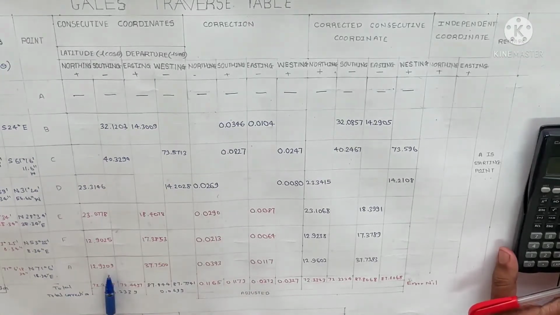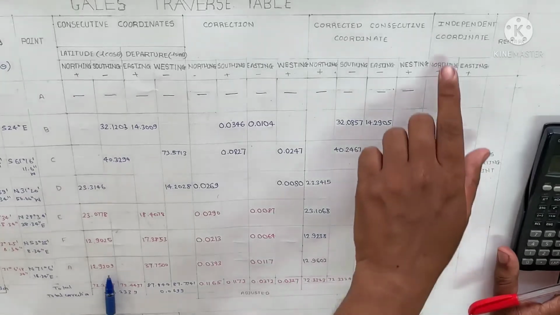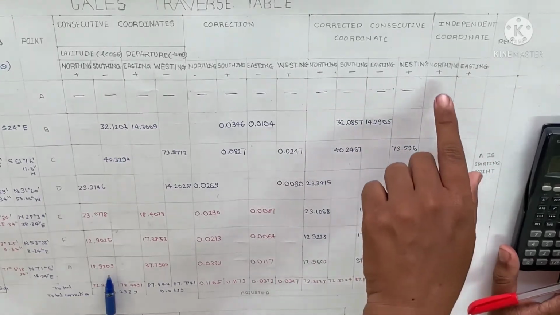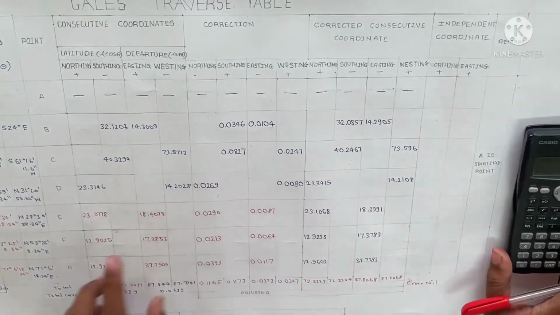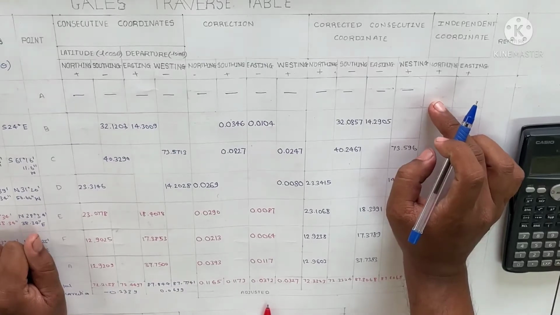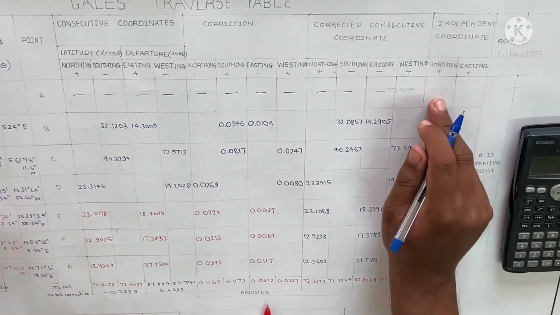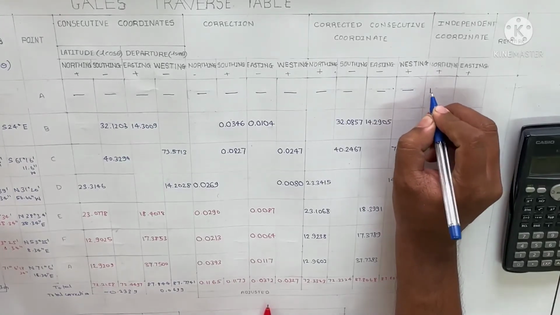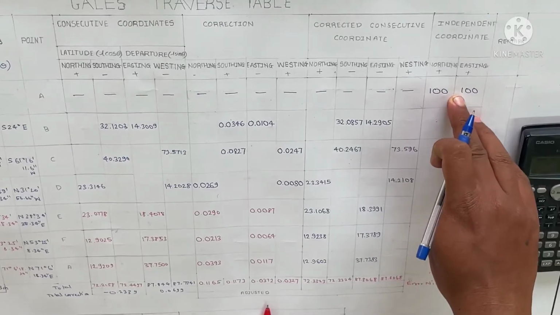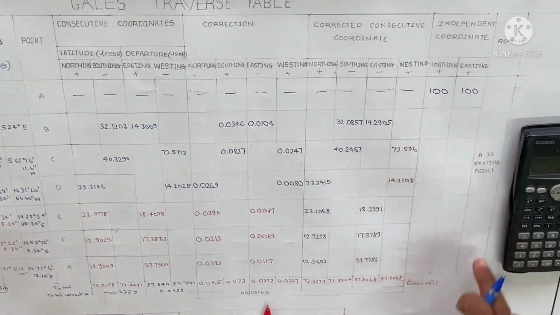Now after calculating the corrected consecutive coordinates, in order to draw the drawing sheet of the traverse, we are going to calculate the independent coordinates. We will take the help of the first quadrant, that is, we plot the entire sheet in the first quadrant, northing and easting, which are positive. First we assume certain values for the point A. Suppose we assume 100 as the starting point of A. With this we start plotting the traverse, and at the last, the final point should come out to be 100 only, because it is a closed traverse.